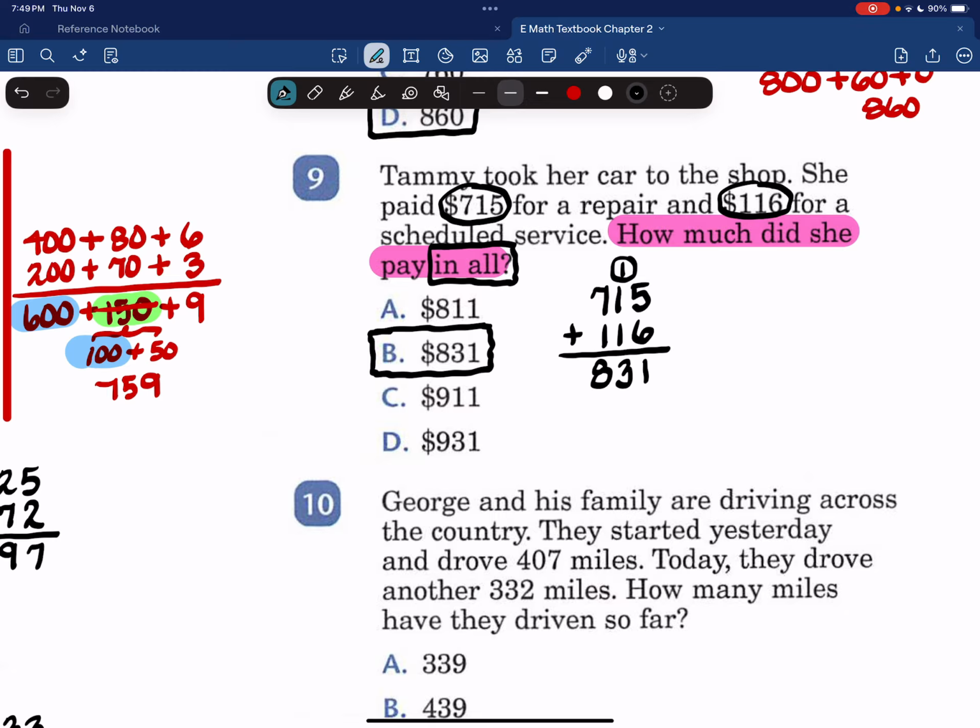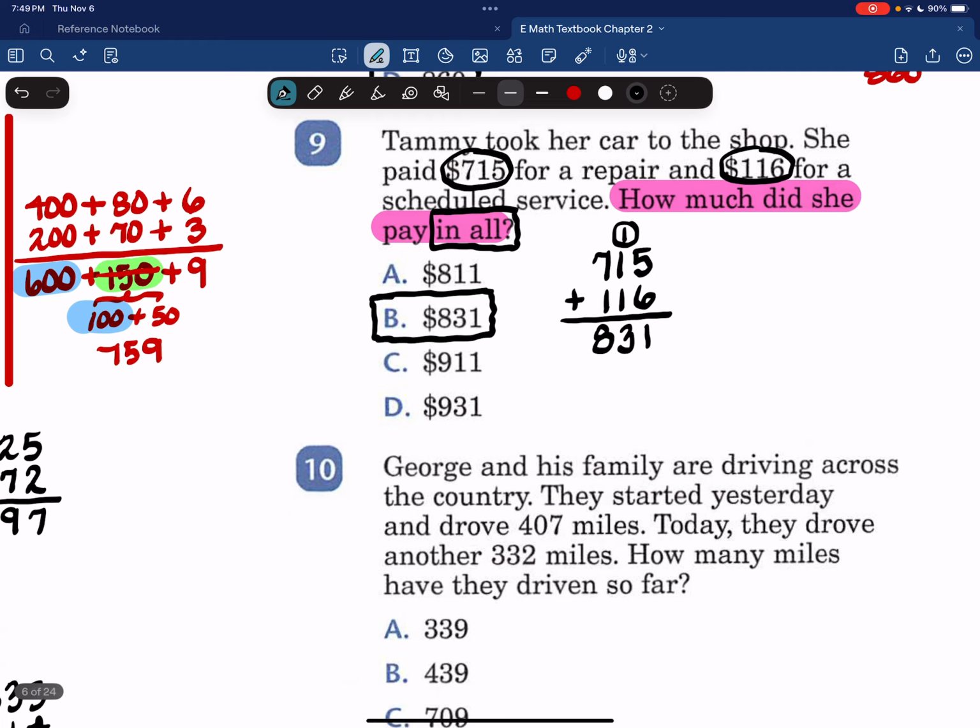That's a lot of money. I am facing that next week, a big repair bill. So I feel sorry for Tammy.